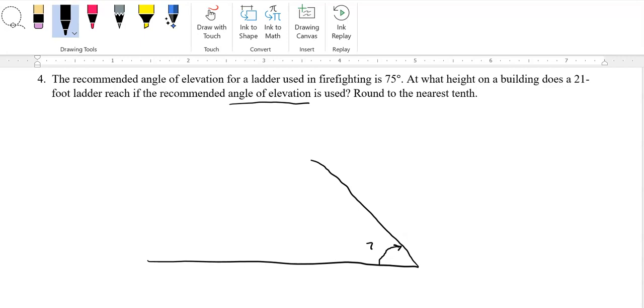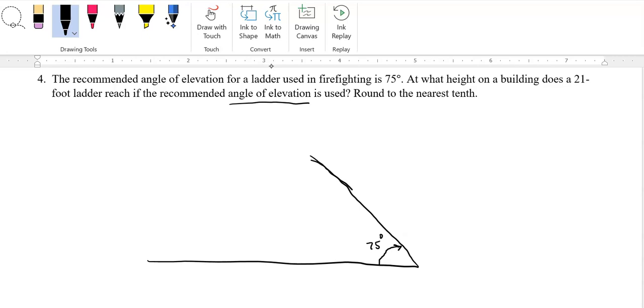Because I've had some people say, well, how do I know the 75 degrees is with the ground and not with the building? Well, with the building, you don't have a horizontal line that you're lifting upward. You do that with the ground. Angle of elevation always starts from a horizontal, and then you move in an upward direction from there.